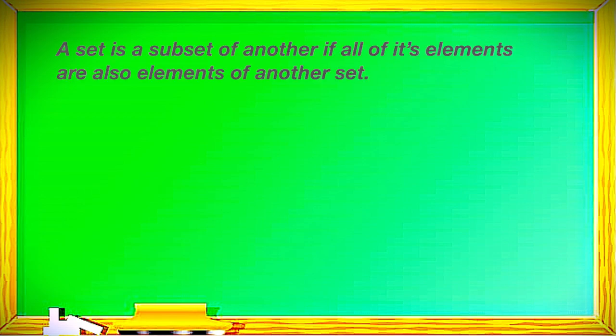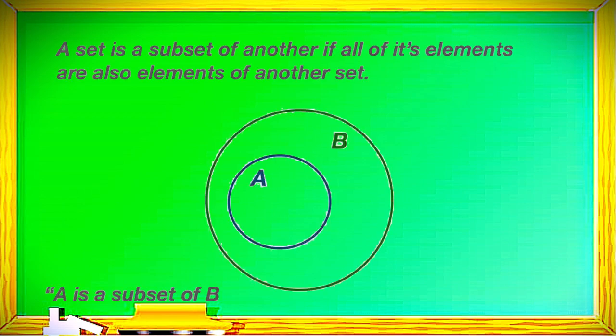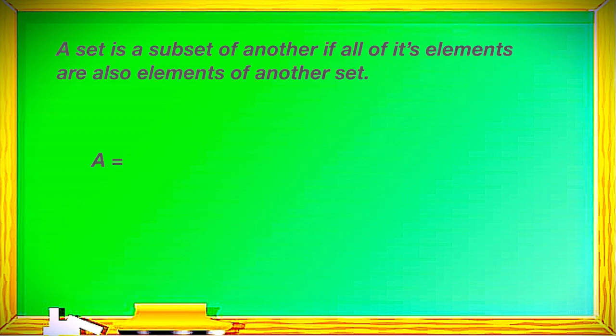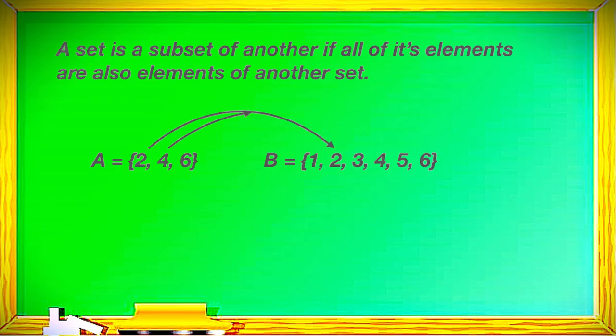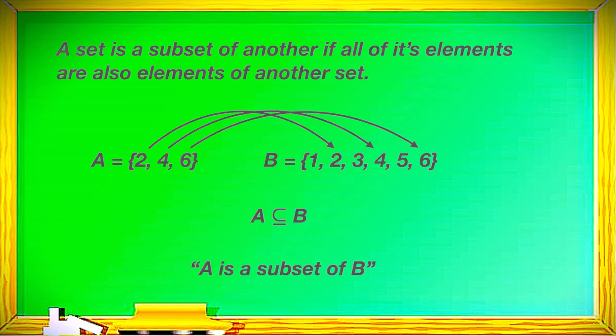A set is a subset of another if all of its elements are also elements of another set. For example, if A is the set containing 2, 4, and 6, and B is the set containing 1, 2, 3, 4, 5, and 6, then since the elements 2, 4, and 6, which are in A, are also in B, then A is a subset of B, and we use this symbol to denote A being a subset of B.